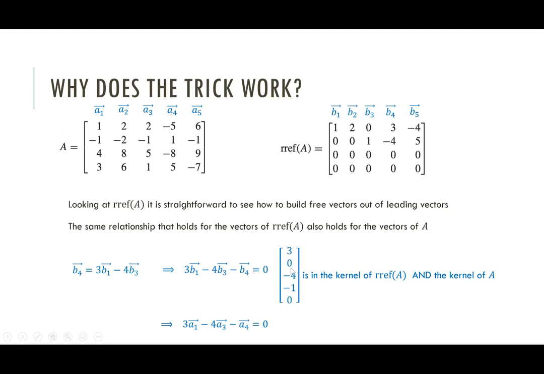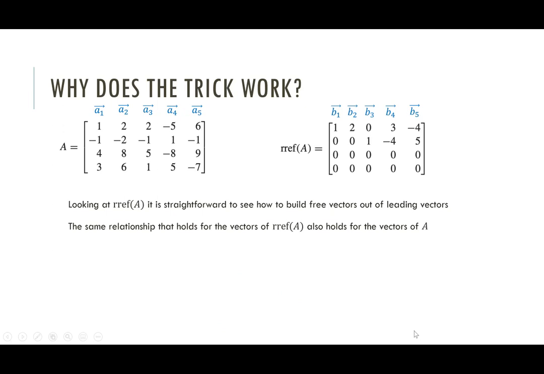Then that means multiplying this by our matrix A, we get the relation 3A1 minus 4A3 minus A4 is 0. And solving for A4, we see that A4 must be redundant in the matrix A because we can build it out of A1 and A3. And your book actually goes through this one in detail to show that B5 minus 4B1 plus 5B3 really implies that A5 is minus 4A1 plus 5A3.